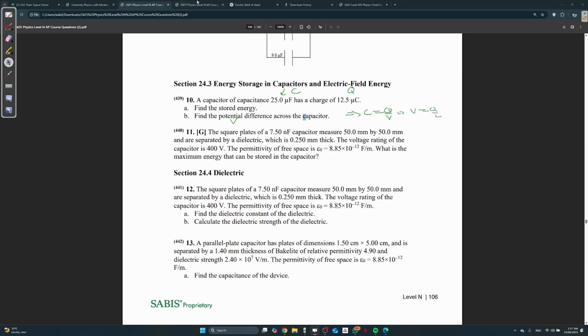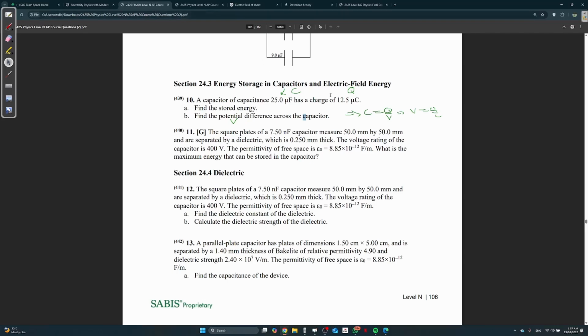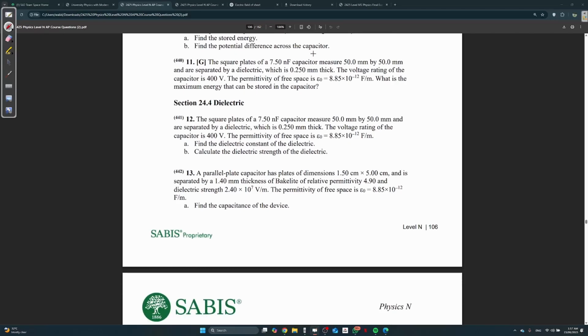And then you will get the answer, 12.5 over 25, because the micro cancels with the micro. Question 11. The square plates of a 7.5 nanofarad capacitor measure 50 by 50 and are separated by a dielectric which is 0.25 thick. The voltage rating of the capacitor is 400, and they give us epsilon 0 is 8.85. What's the maximum energy that can be stored in the capacitor?